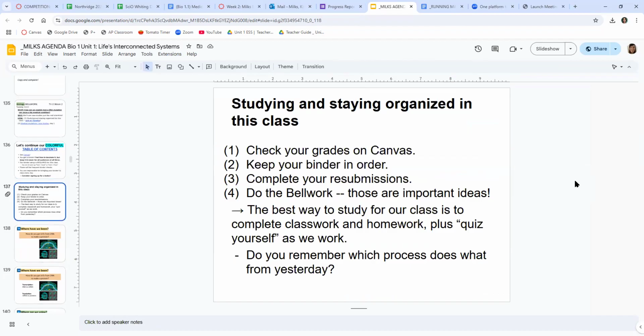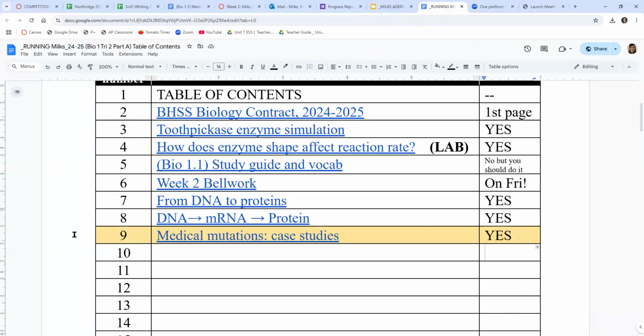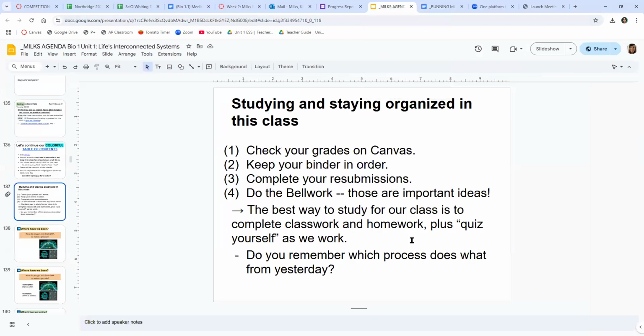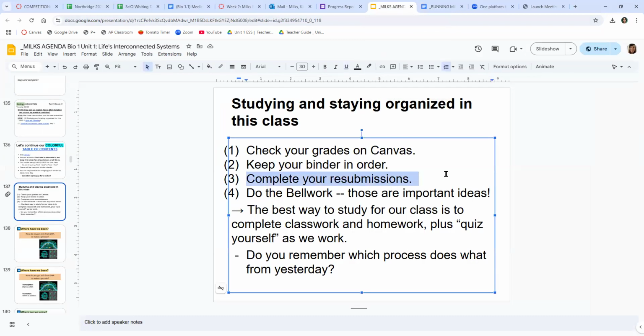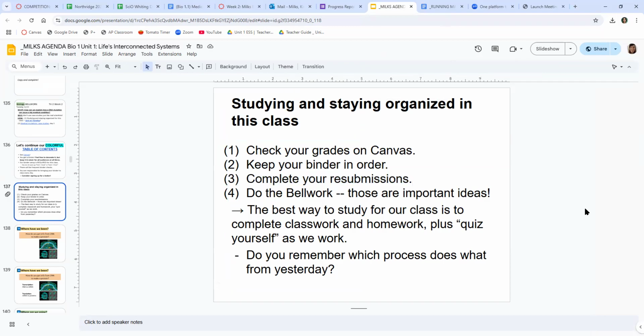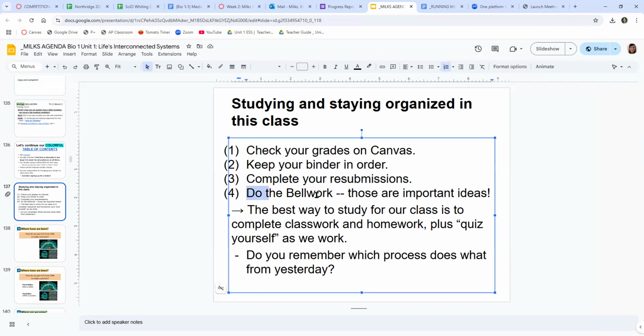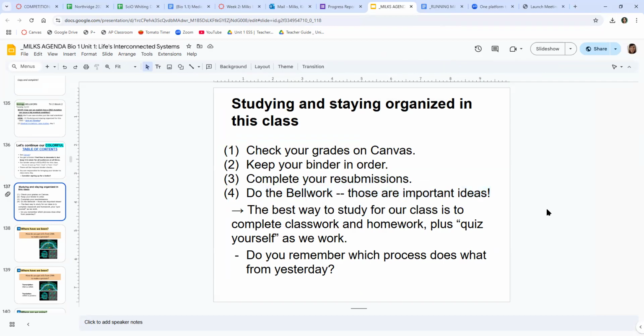You need to keep your binder in order. We are really intense about the order of things in the binder. Right now, there are only 9 things, so it's really useful to get yourself in order. If you have something late or you need to fix something, make sure that that happens. Last but not least, please do the bell work. Those are important ideas, and we pull directly from them on quizzes and tests.